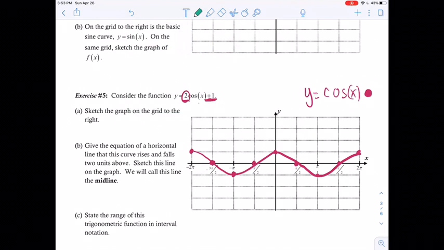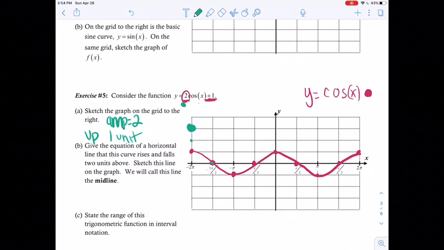So I need to shift everything up 1 unit, but my amplitude is 2. So I'm going to go up to where it would be if I just plotted my amplitude, and then I'm going to go up 1 unit from there. First, the amplitude of 2 would be right here, but I need to go up 1 more unit, so that'll be right here. And I'll put a big mark there.